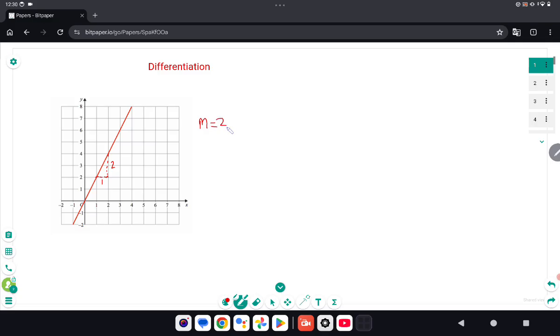So the gradient is the change in y over the change in x. It's how much y is changing with respect to x. So if the straight line was not as steep, the y would not be changing as much. For every 1 you go across, you might just go 1 up. In this example, for every 1 we go across, we go 2 up. So it's got a steeper gradient.